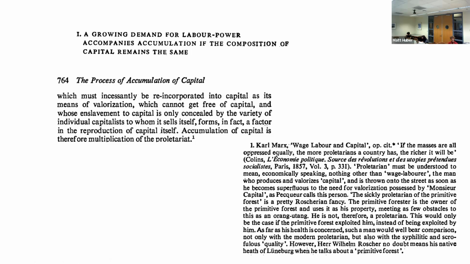"As far as their health is concerned, such a person would well bear comparison not only with the modern proletarian, but also with the syphilitic and scrofulous." I don't know. "However, here William Rusher no doubt means his naive health of Lumberg when he talks of the primitive forest." I'm not sure. That's some sort of German internal battles that he's getting into there.